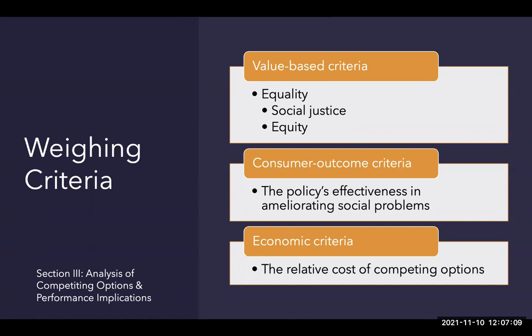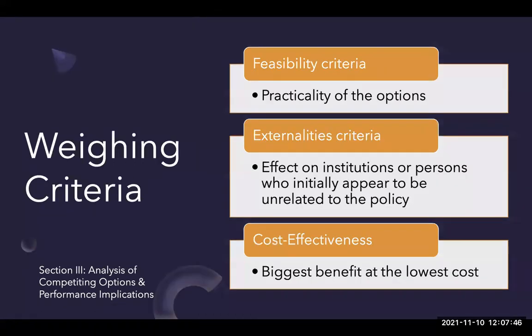Consumer outcome criteria define a specific policy's effectiveness in ameliorating social problems. In social services, for example, people often scrutinize how various policy actions will affect the client's well-being. Terms such as efficiency and cost reflect economic criteria. Having limited resources, policy advocates must assess the relative cost of competing options, and feasibility criteria pertain to the political options. An option may seem quite attractive, but may be rejected because it cannot be implemented or is not politically feasible.